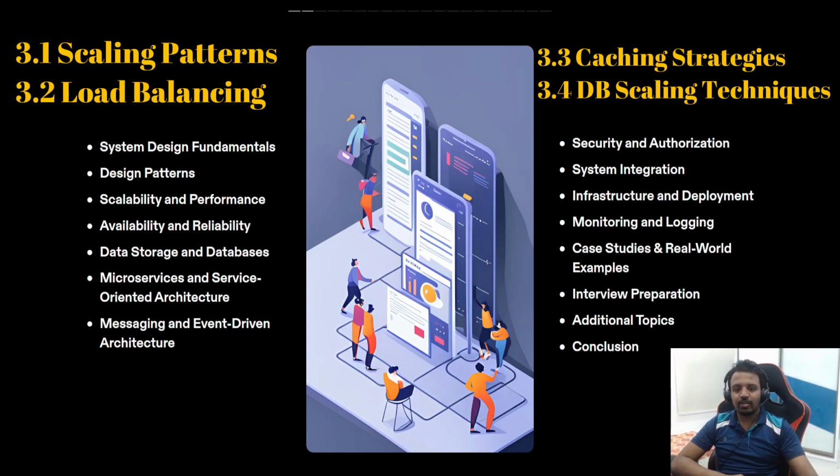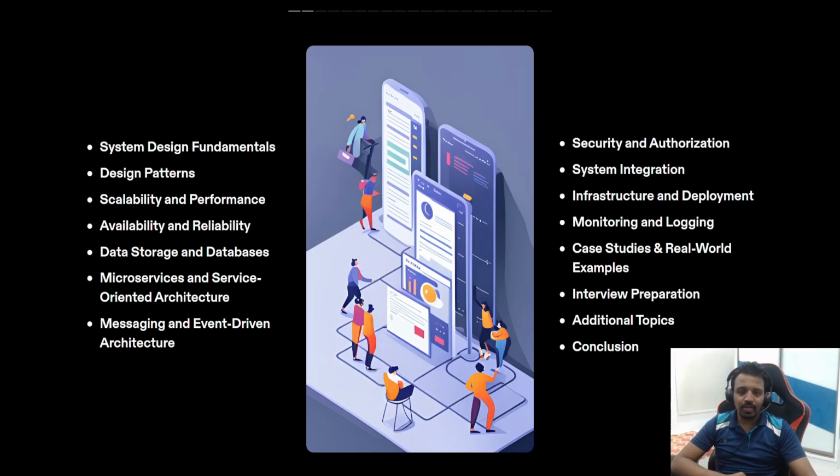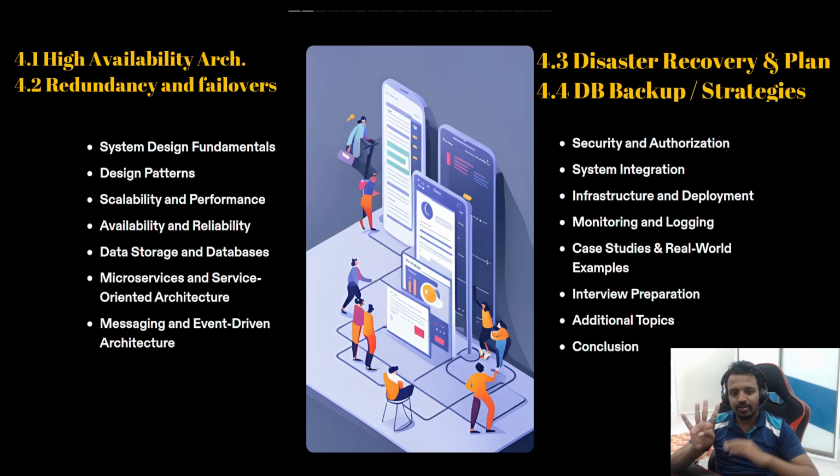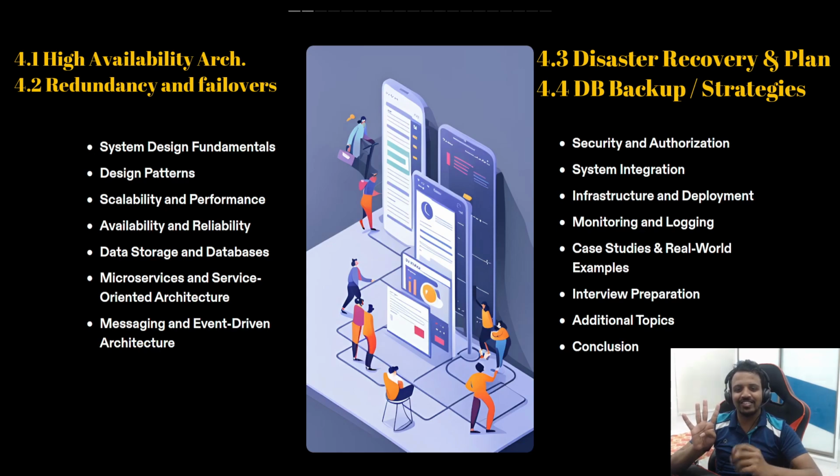Once these 3 topics are done, the 4th topic that we are going to learn about is availability and reliability. Now as part of this we are going to have multiple subtopics again. First is high availability architectures, multiple architectures. Then we are going to learn about redundancy, failovers, then disaster recovery planning. Then we are going to learn about data backup and restoring strategies, multiple strategies. Okay, so it's going to be very exciting. Stay tuned across the journey.